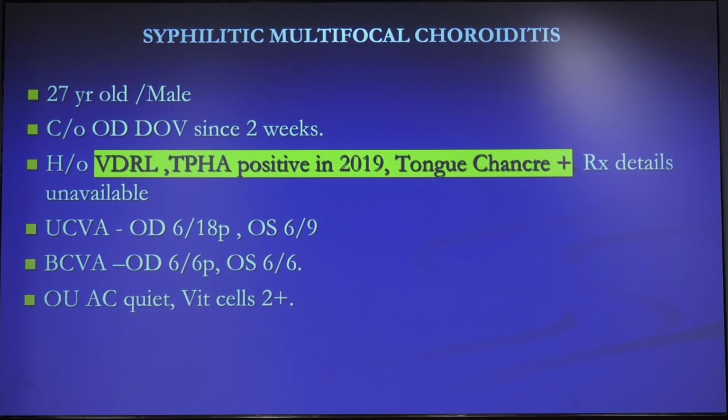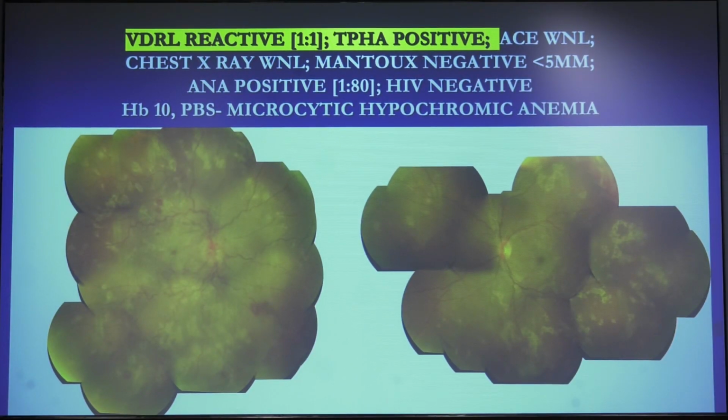We can have syphilitic multifocal choroiditis. This is a young male, VDRL and TPHA positive, who gave a history of tongue chancre. Vision was 6/18 in the right eye, left 6/9 improving to 6/6, and there were vitreous cells in both eyes. This is what we saw on the fundus photograph, where you can see light chorioretinitis patches with some hemorrhages, and there's disc edema in the right eye.